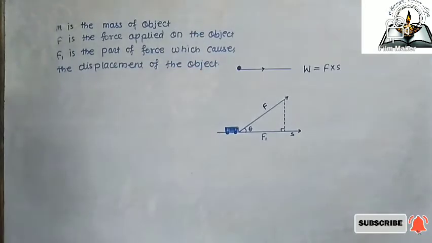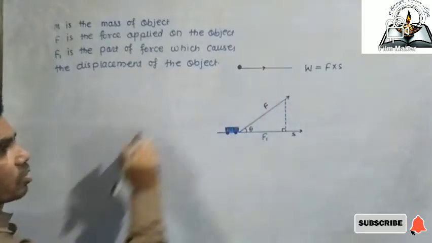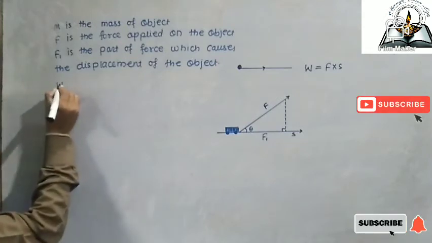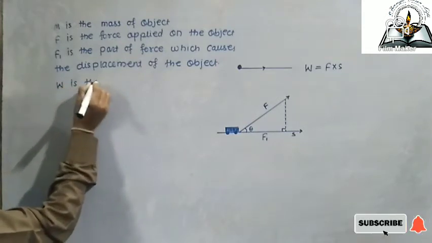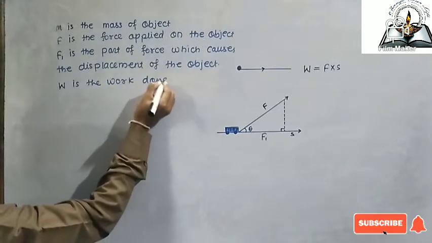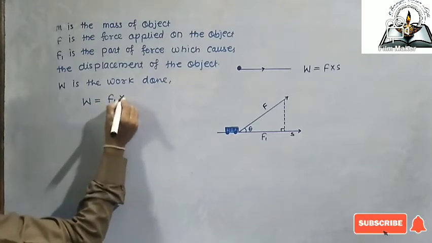Okay. So according to trigonometry, first of all we have to say that when a force is applied to an object, then displacement takes place. So W is the work done. What work done is given as, W is equal to F1 into S.